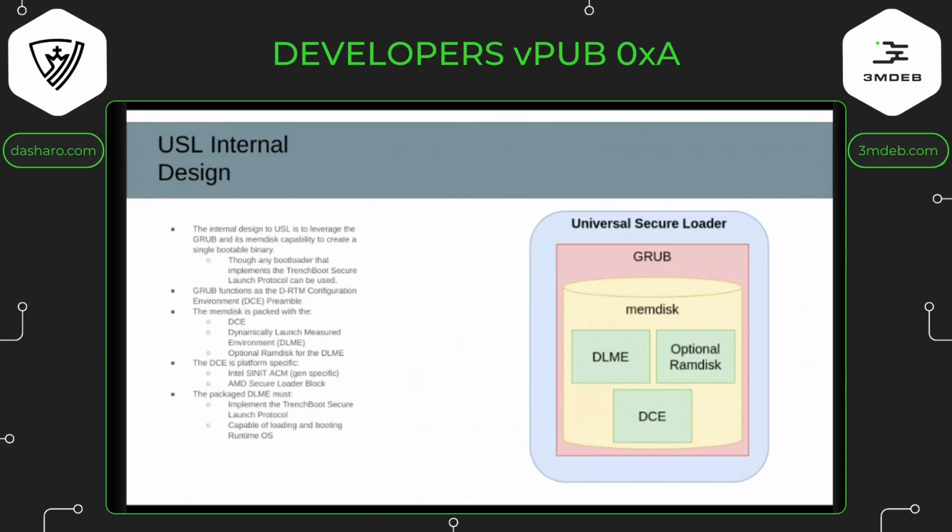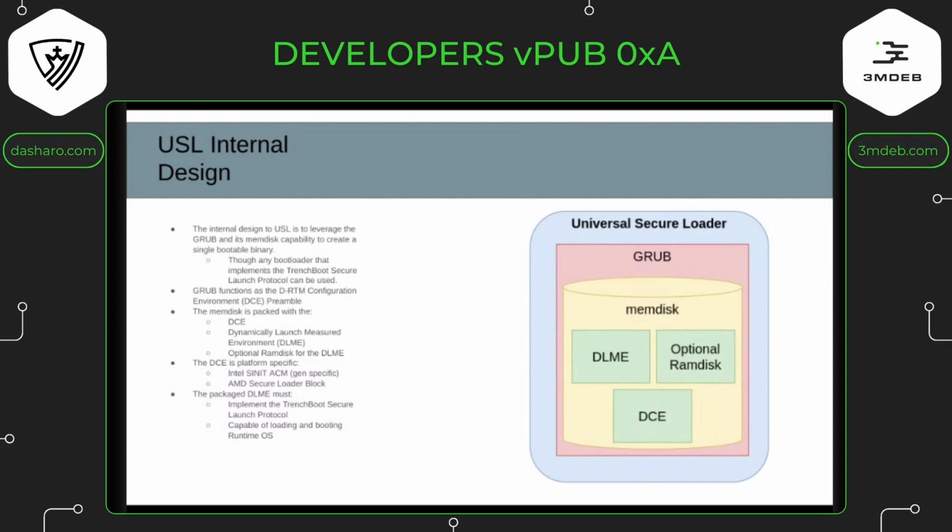So in this case, we actually package the dynamic launch measured environment, any optional RAM disk needed by that, and the dynamic configuration environment. Those are the TCG names for those items. What that basically breaks down to in terms of internal components as we're building it today: the DLME is the Linux kernel with the Linux secure launch.